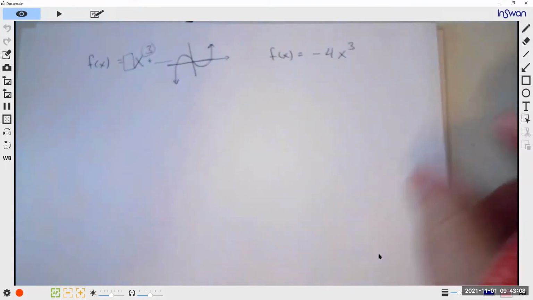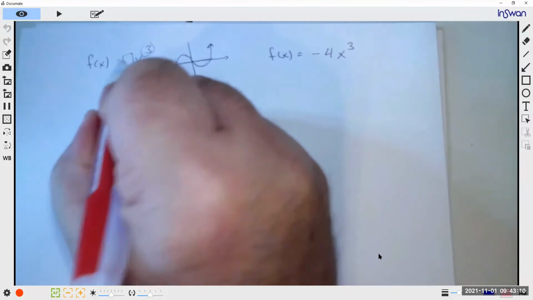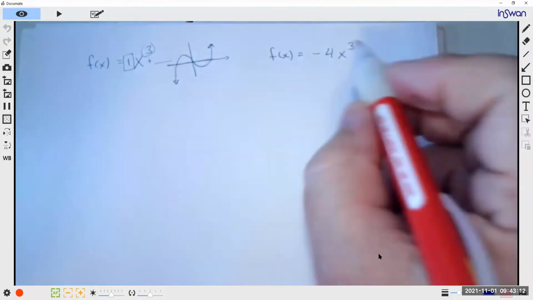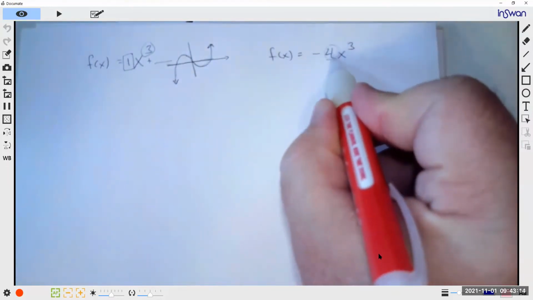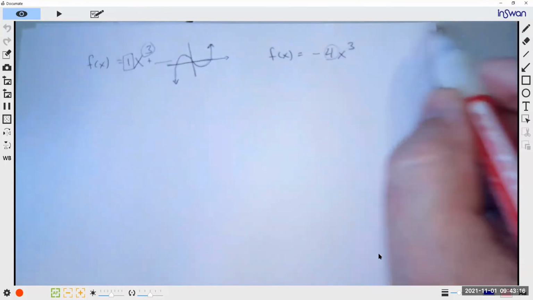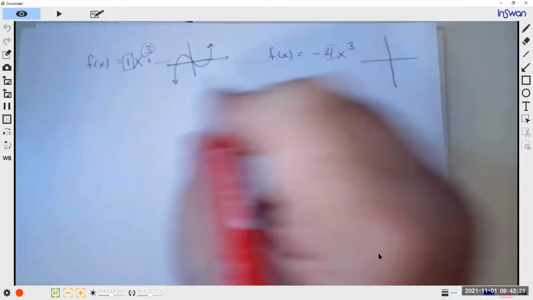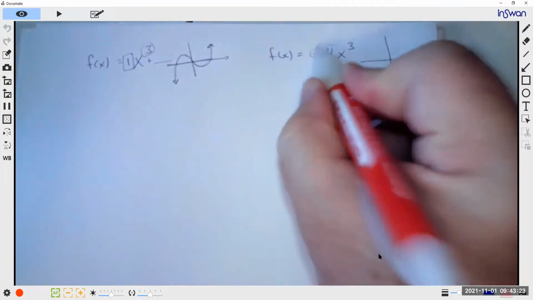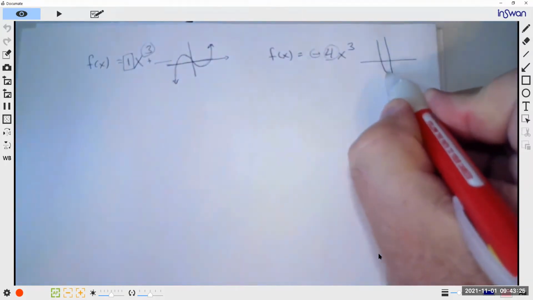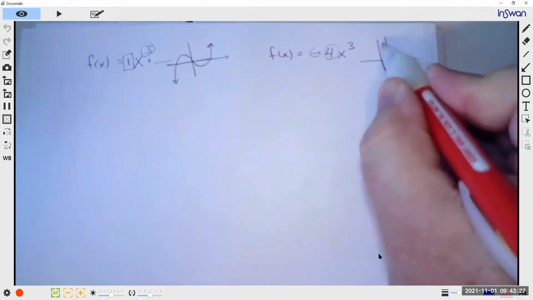Let's say we had negative 4. Since that's positive 1, then since we have a 4, that means our graph will be 4 times skinnier than that. And since it's negative, it's going to go down.